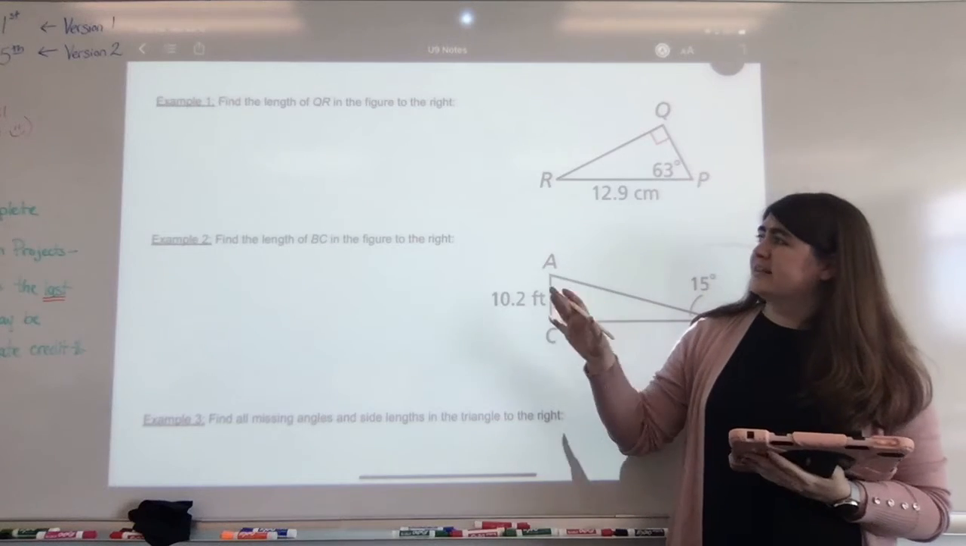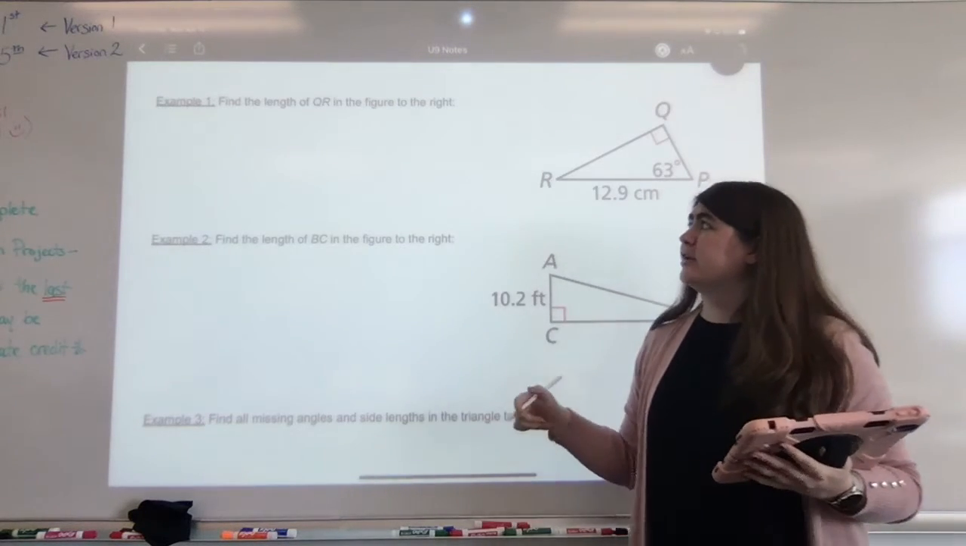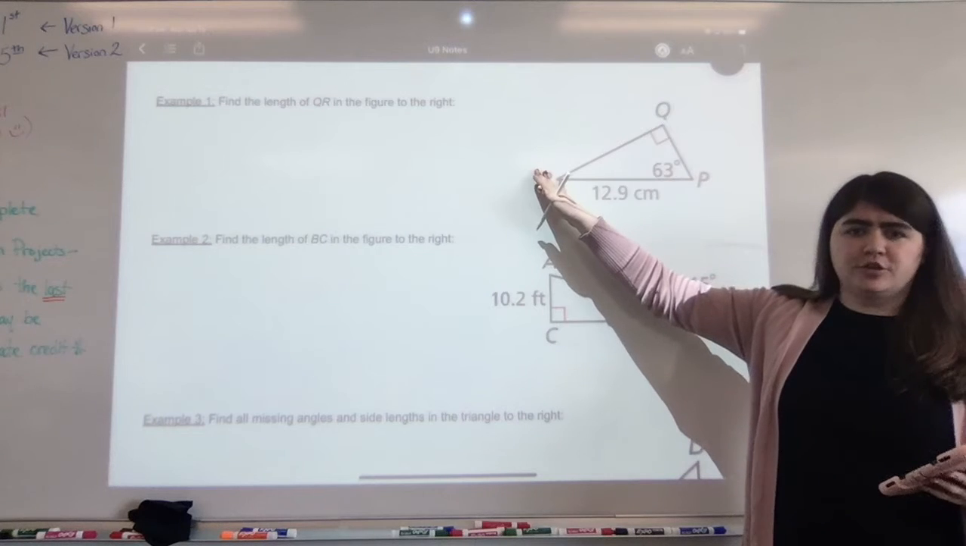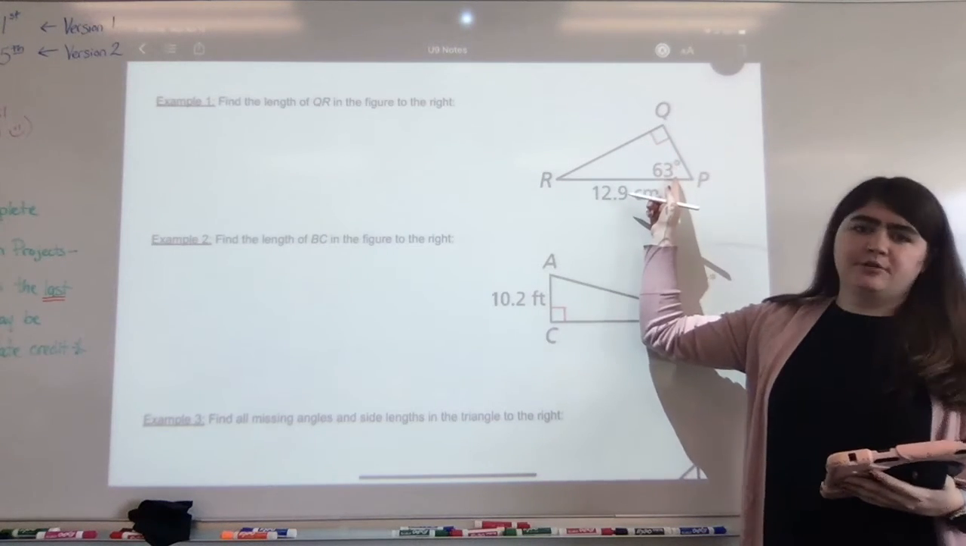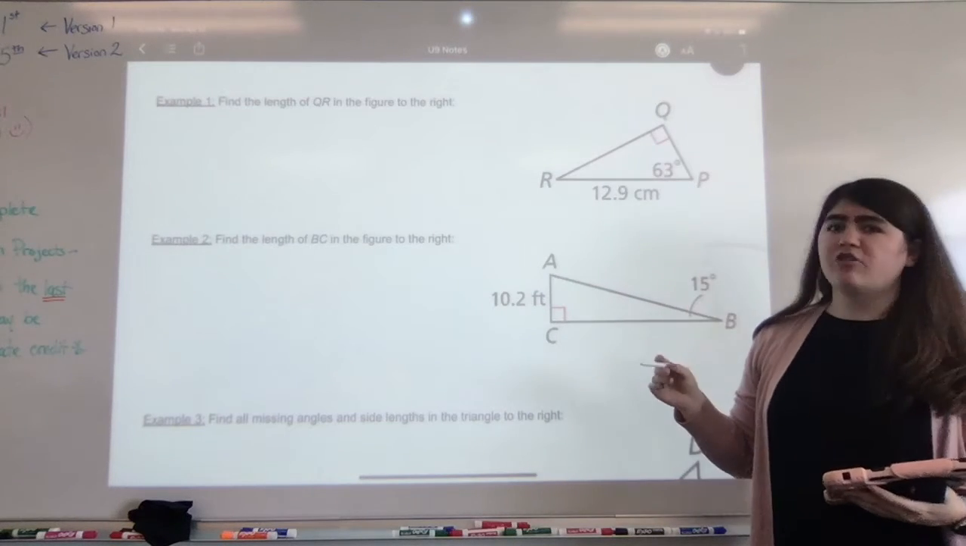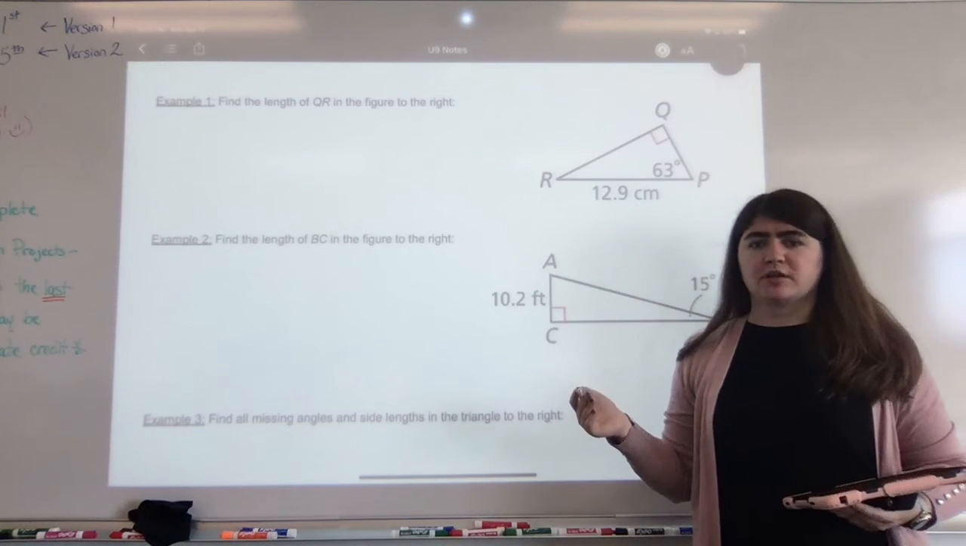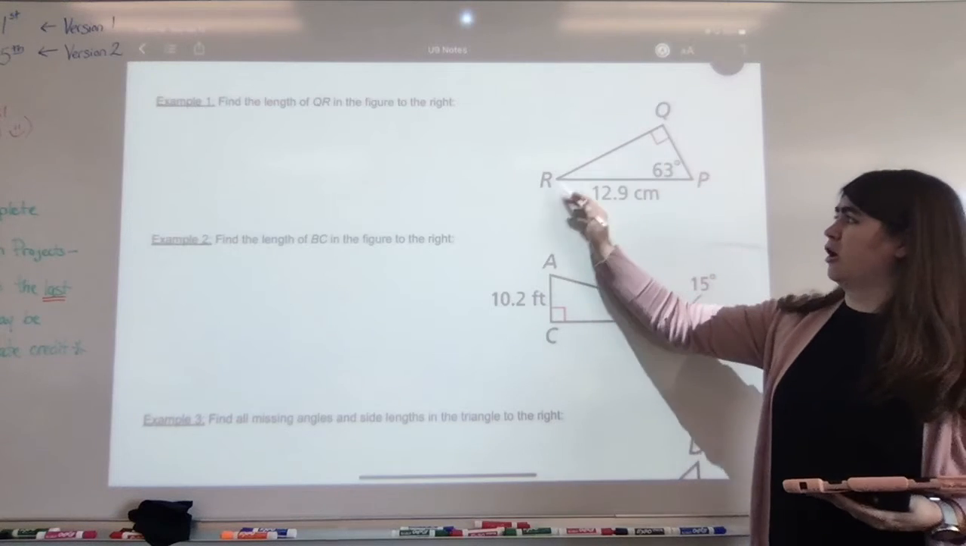All right, example 1. Find the length of QR in the figure to the right. So I have a 90-degree angle and I have a 63-degree angle. And because this is a right triangle, I'm going to use a trigonometric function to solve for QR.